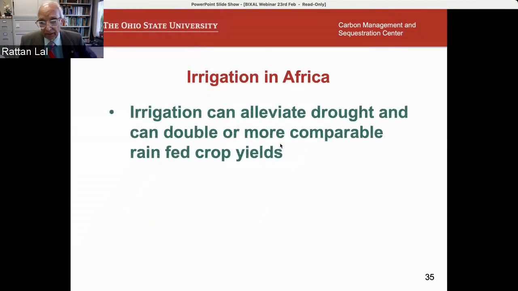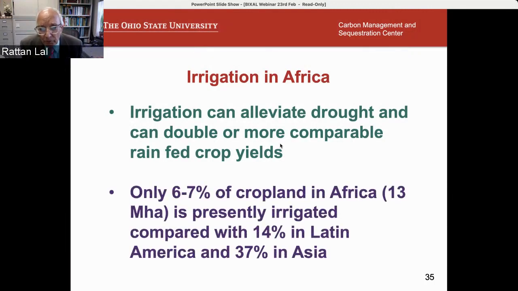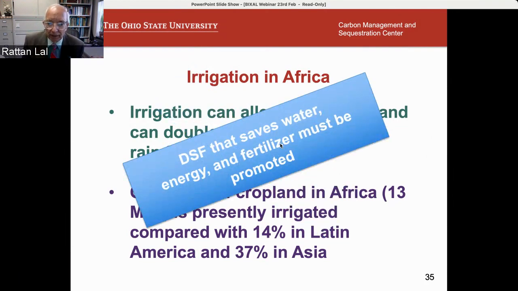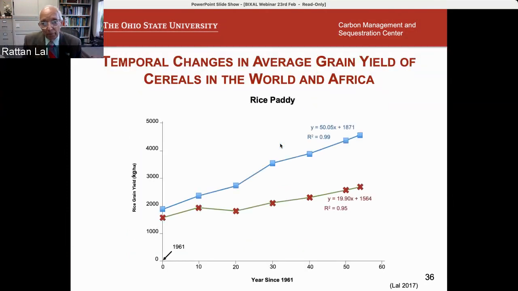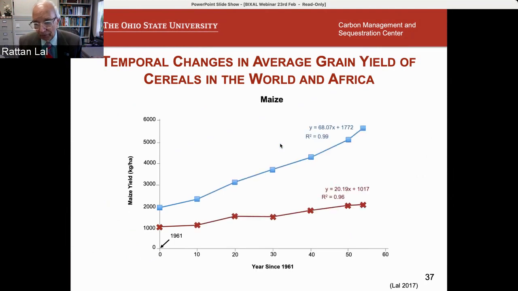Irrigation, which can alleviate drought: only 7% of cropland area in Africa, about 13 to 15 million hectares, is presently irrigated, compared with 40% in Asia and 14%. So drip sub-fertigation that saves water should be a very good option. Because of the degradation, look at the trend in rice production in Africa and the world. And still a big yield gap, maize production the same way, big yield gap. And this yield gap is soil quality not being managed properly, soil health not being restored properly.